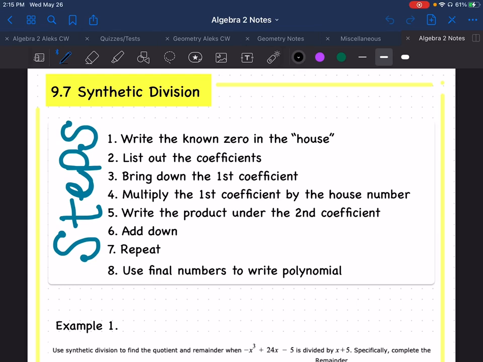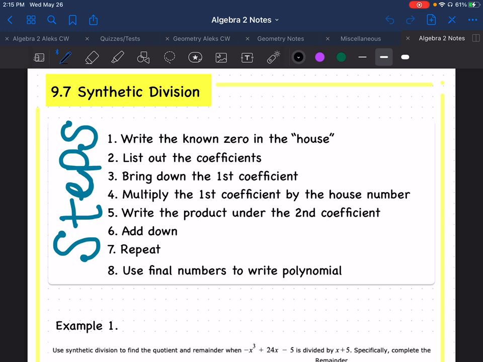Today's lesson is 9.7, synthetic division. So we came up with this method to help us divide when your divisor is a binomial that has only an x value. It can't have a 2x or a 3x or a 4x. But it works for those where you have x plus or x minus a number. These are the 8 steps that we're going to do.